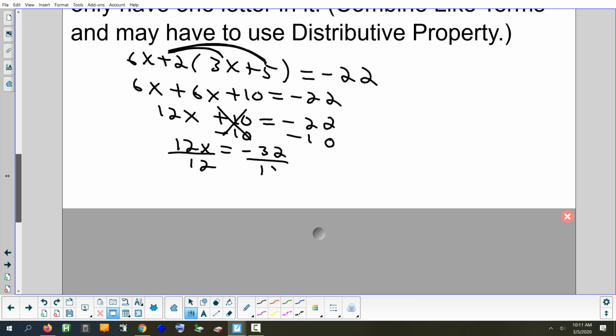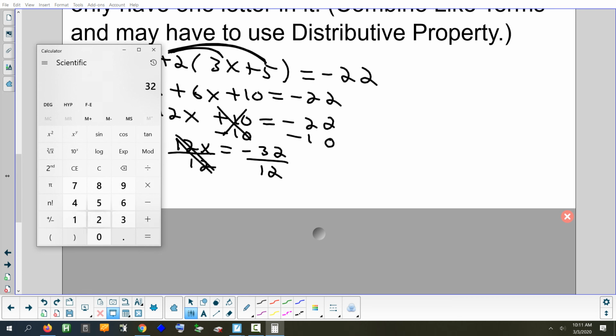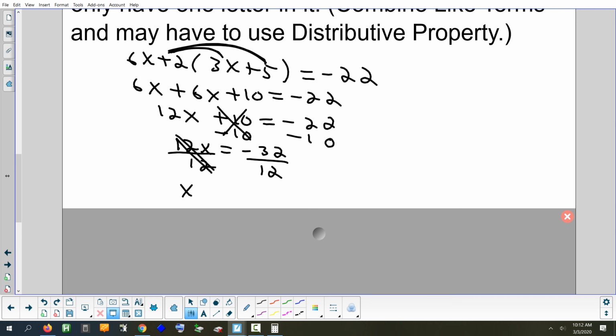Now, does 12 go into 32 evenly? No. So this would be a problem if we were graphing, because we would have to try to look for a decimal. But doing it this way, just use a calculator. Just type in negative 32 divided by 12. And we're just going to say negative 2.7. We're just going to round it. X equals negative 2.7. That would have been pretty much impossible to do graphing. You never would have been able to tell negative 2.7.